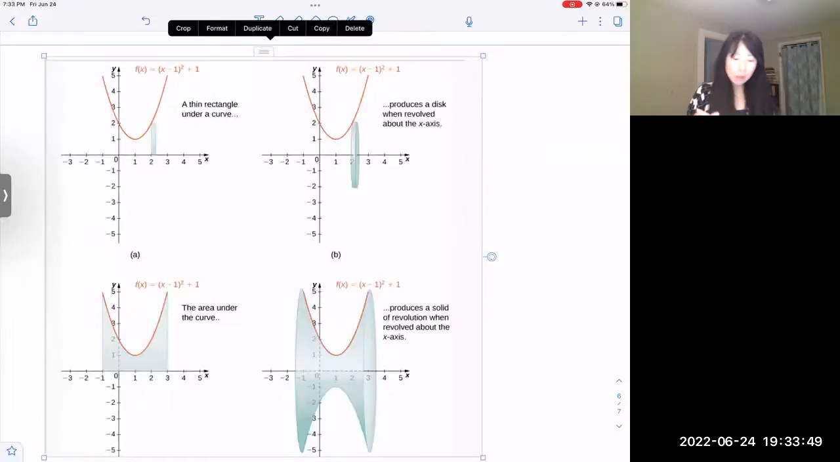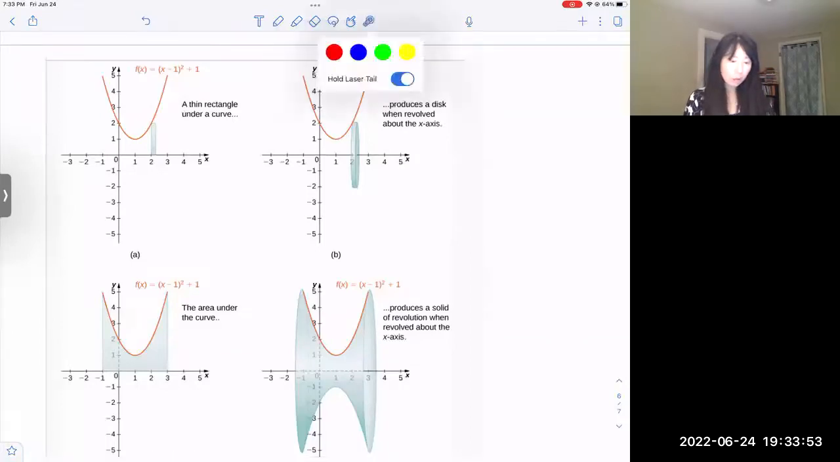All right, so can you see that there is a curve, the graph, right? So we have a very thin rectangle under the curve. Then they produce a disk revolved about the x-axis. Can you see that? Okay.